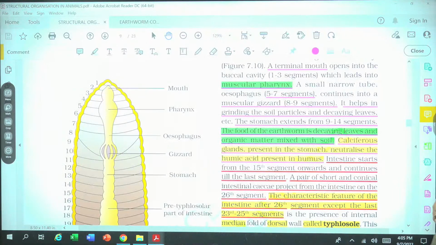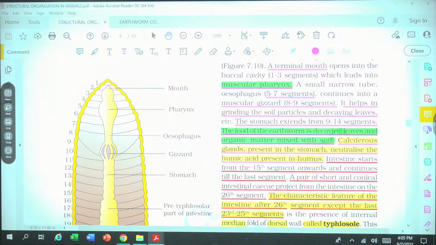The stomach extends from segments 9 to 14. The food of the earthworm is decaying leaves and organic matter mixed with soil. This organic matter mixed with soil is called detritus. Calciferous glands present in the stomach neutralize the humic acid present in humus. The intestine starts from the 15th segment onwards and continues till the last segment.